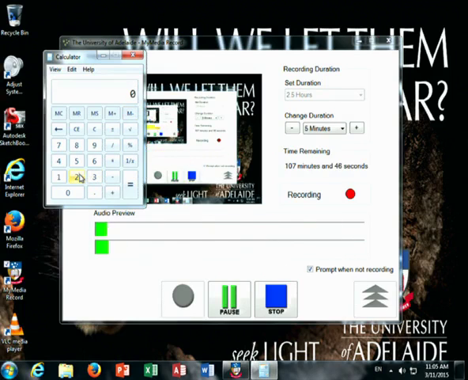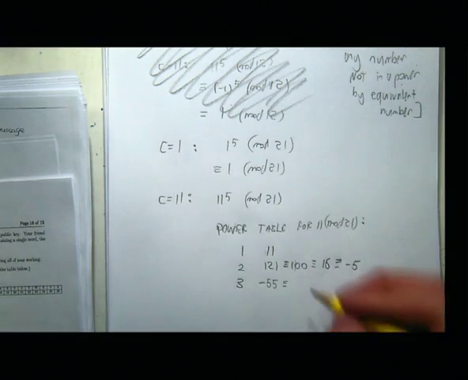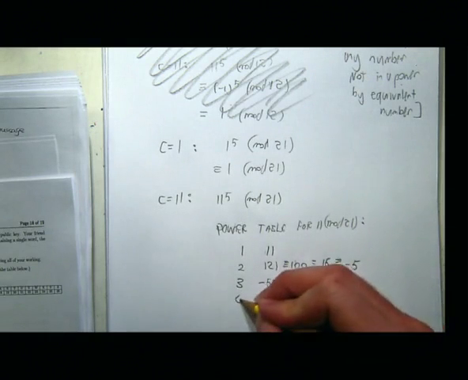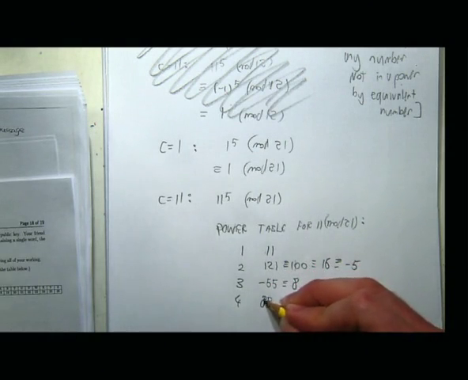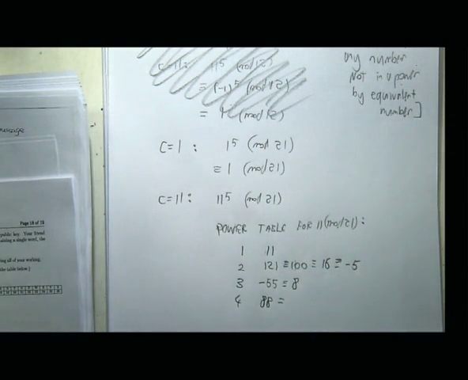So we have minus 55. Oh, crap. So plus 21, 8. That's what I get. I just kept adding 21 to what I had on the page. And the fourth power is 8 times 11, which is 88. So just keep timesing your final answer by 11.